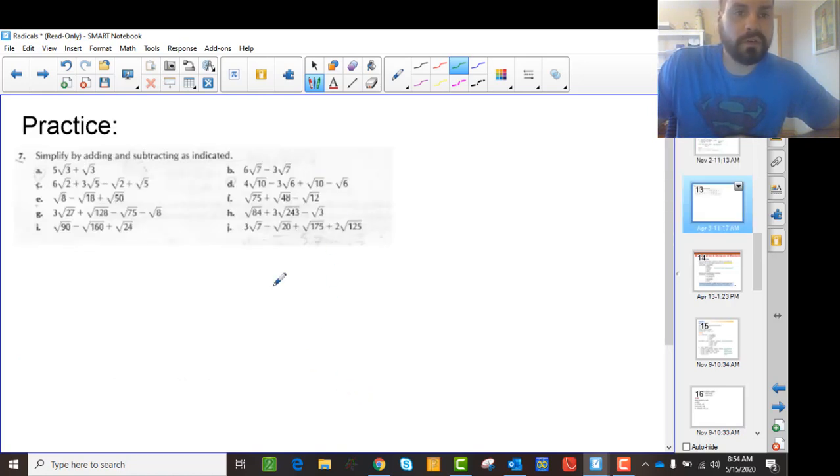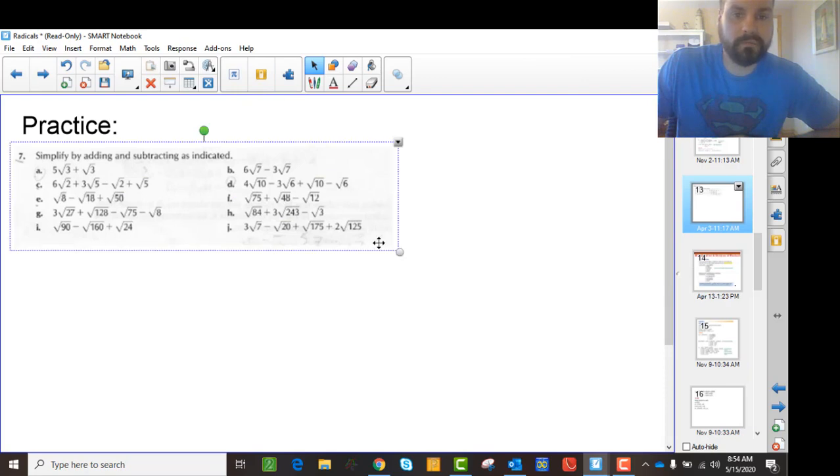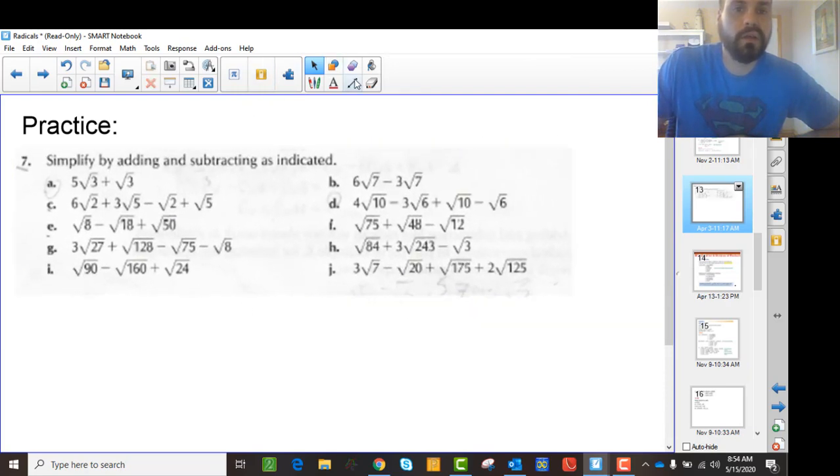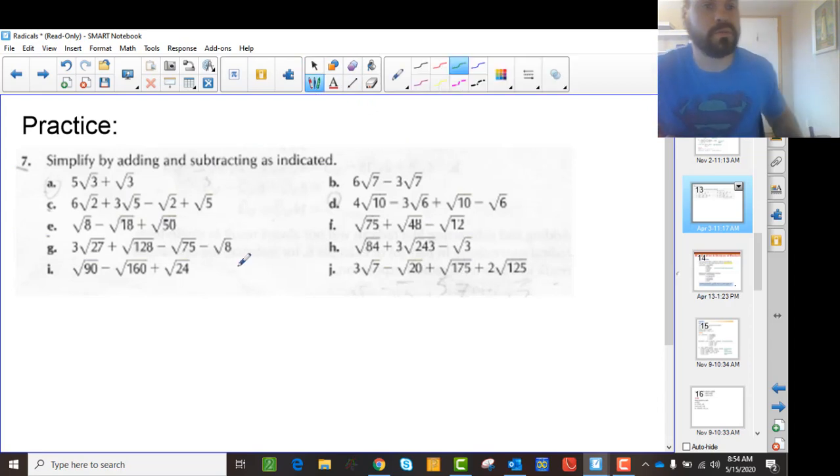There's more practice here. We'll just pick a couple of these. Make this just a little bit bigger so you can see it. If you look at this very first one, these ones are pretty straightforward. 5 root 3 plus root 3 is 6 root 3. Okay, 6 root 7 minus 3 root 7, those are like terms, so we just subtract, so we get 3 root 7. So those are pretty simple.